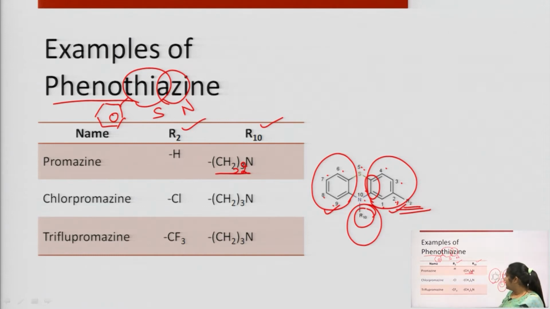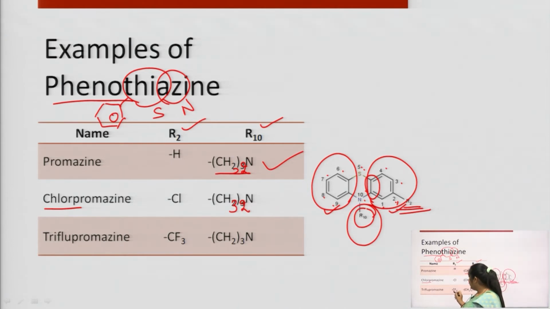two methyl groups. Further, chlorpromazine, the structure is exactly similar to promazine. The only difference is it contains a chlorine atom, and again there is a dimethyl substitution at the nitrogen. Further, triflupromazine contains three fluorine atoms substituted on the carbon at position number 2, and again the nitrogen is substituted with two methyl groups.